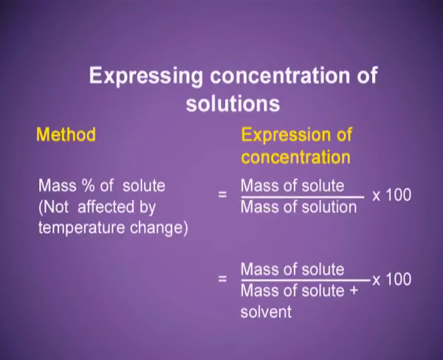Mass percentage. Mass percentage is the mass of the solute divided by the total mass into 100. For example, if I say 10% glucose solution by mass, it means 10 grams of glucose and 90 grams of water. So if I want to calculate the mass percentage of glucose, then 10 divided by the total mass, that is 10 grams of glucose plus 90 grams of water, into 100.